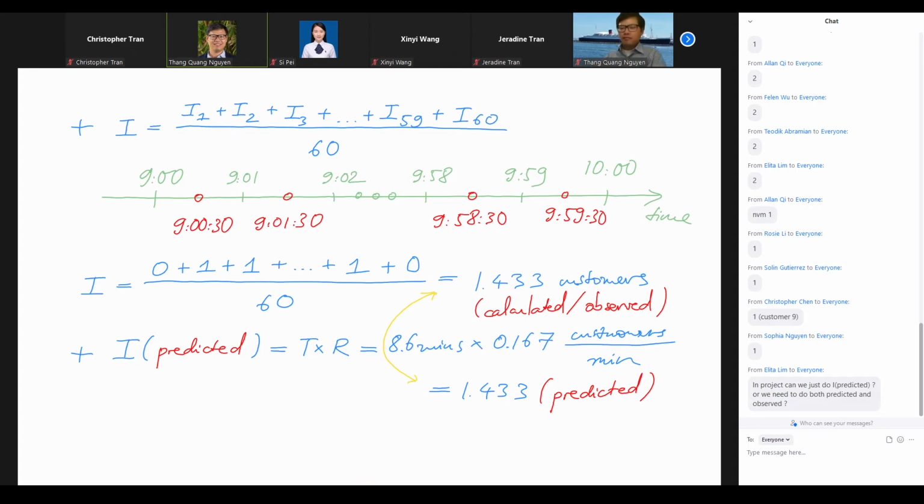So I hope it's not difficult when you try this in project part 2, because now you already see the full steps to go through it.